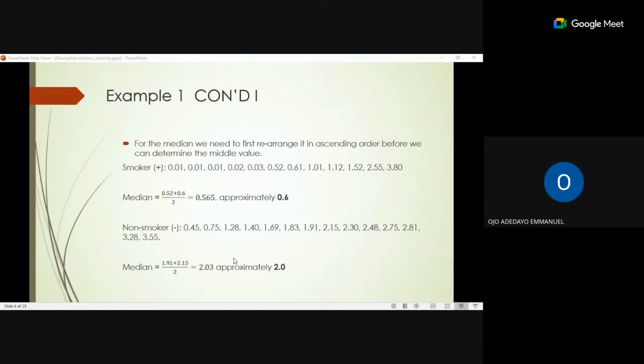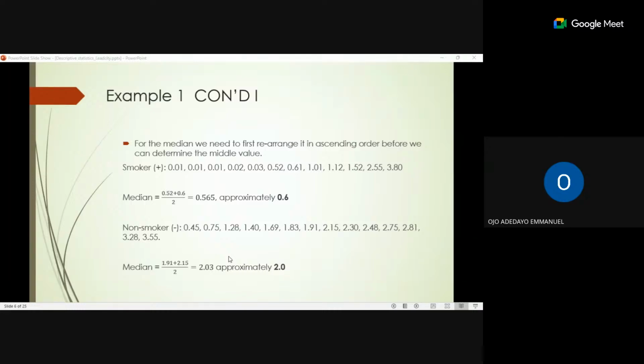So that is what they call the even number. Let's say, for instance, now you have an odd number. So let's say we have 7 after you've rearranged. That means that you cannot divide it equally.